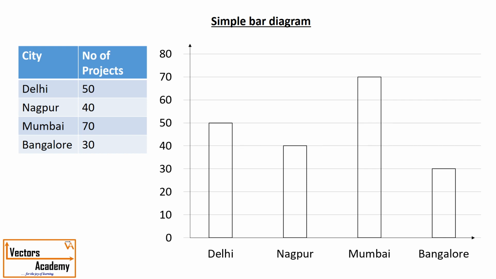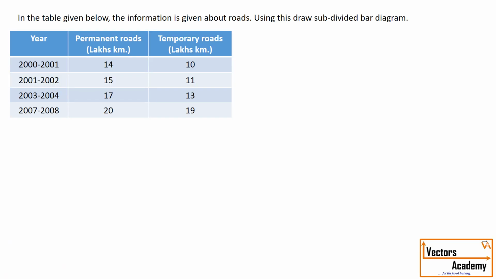Now let's take a quick look at another example. Here, the year 2000 to 2001 has permanent roads built in it as well as temporary roads. Now a simple bar diagram cannot represent two types of data in a single bar. So what we need to do in this is we have to draw a subdivided bar diagram. Well, what is a subdivided bar diagram? Let's start with this example.